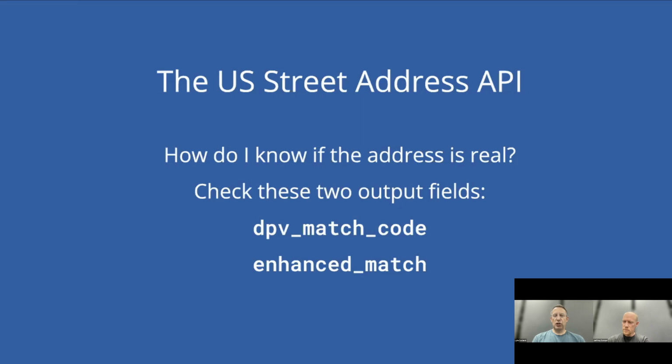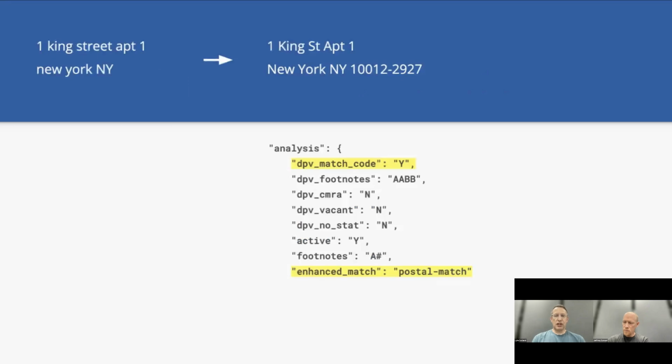So let's just look at the DPV match code and the enhanced match fields for this first example. Notice here on the top, I've got an input address, very simple, on the input version on the left, and then on the right, I've got the standardized version. This is the USPS format for this particular address. Down below is a portion of the raw US Street API output, the analysis portion. And I've highlighted, of course, the two fields we're looking at, DPV match code and enhanced match.